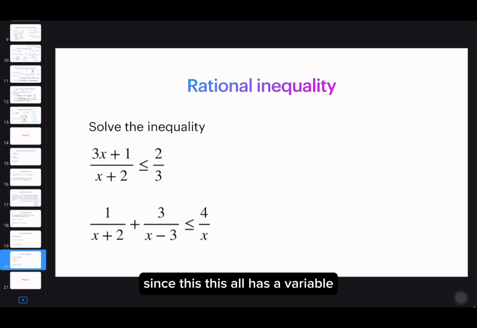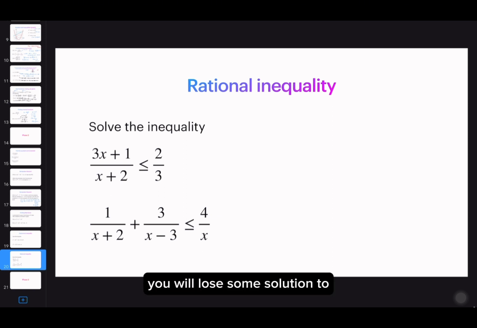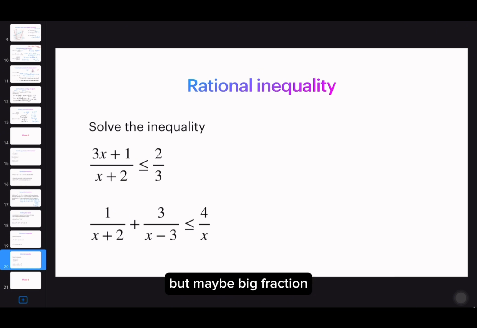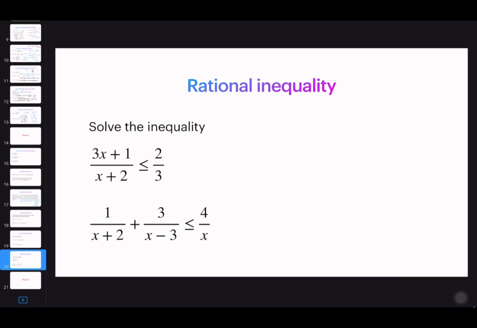Same thing with this 4 over x, since this also has a variable x, right? So do not cancel this x. You will lose some solutions. So the plausible way is to move this to here, and then you can combine and still have a good fraction, but maybe a big fraction. It's better. Okay? So let's try doing that. Or you can try yourself first. Okay, I will give you some minutes. Try the first one.